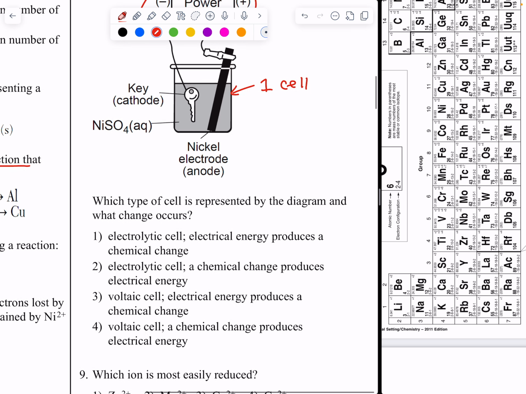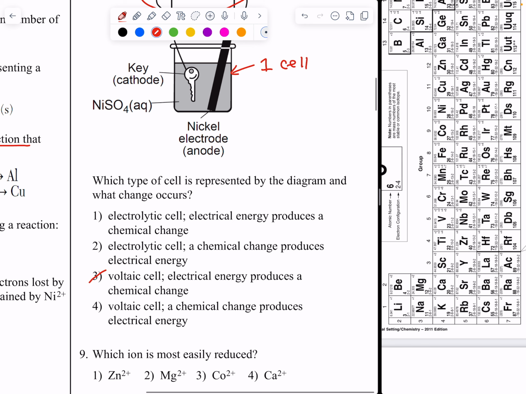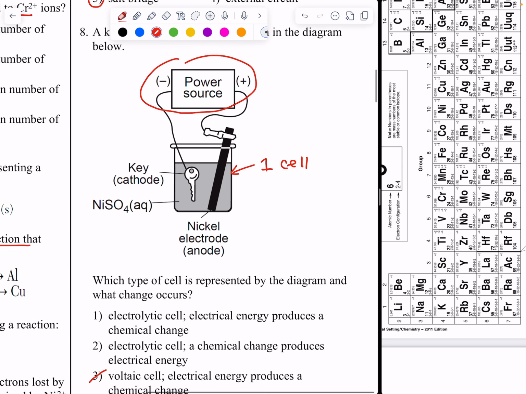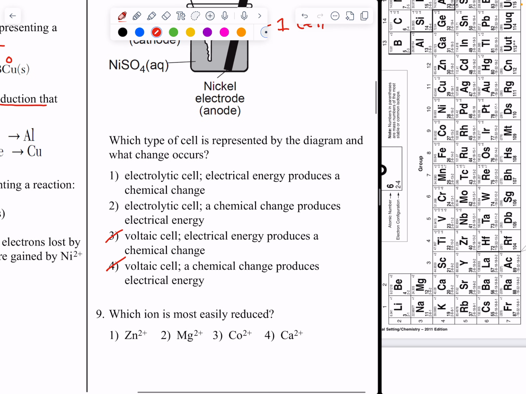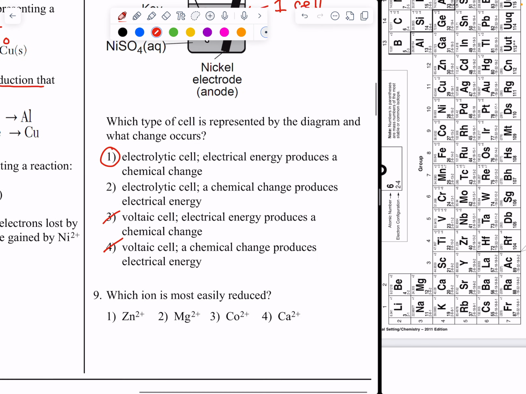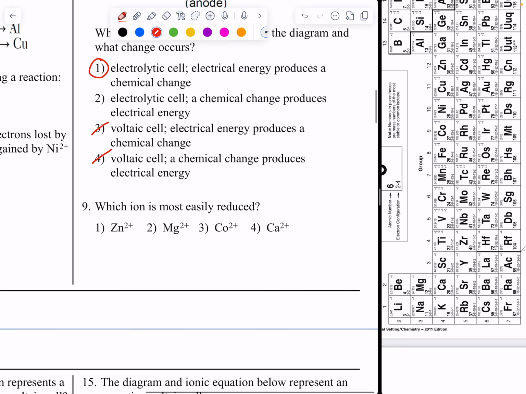A voltaic cell always has 2. So this is an electrolytic cell. And then you have to remember what happens in an electrolytic cell. The electrolytic cell needs the battery in order for the reaction to go. This reaction would not happen on its own. It would not be spontaneous. So an electrolytic cell takes electrical energy to produce a chemical change.